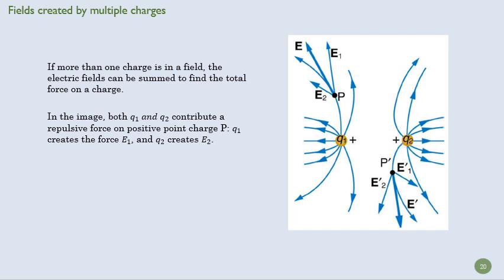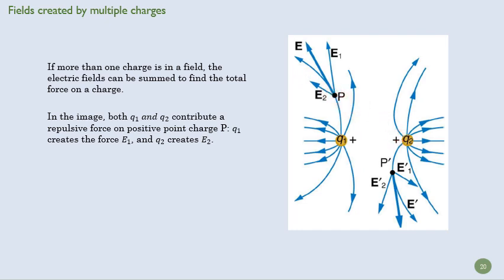So we can see that if I put my point charge right here, let's say that my point charge is positive, Q1 is going to put a force on it that points in this direction, in the direction of E1. Q2 is going to put a smaller force on it. Notice the smaller arrow here, okay? But it's going to be in this direction. It's going to be directly away from Q2, okay?